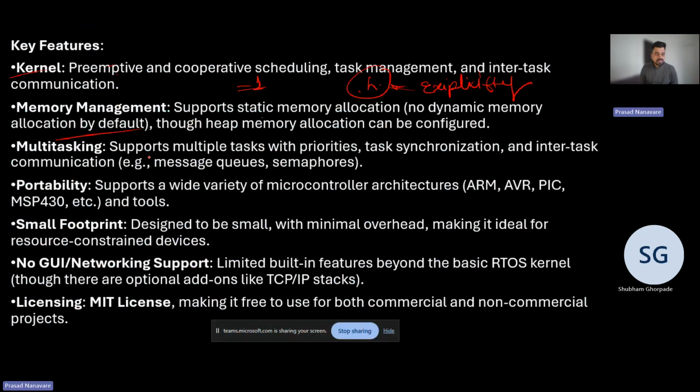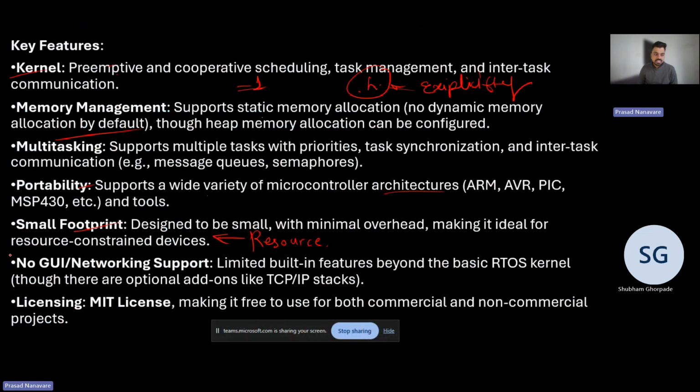It supports multiple tasks with priorities, task synchronization and inter-task communication. Portability: it supports a wide variety of microcontroller architectures and tools. It has a small footprint, designed with minimal overhead, making it ideal for resource constrained devices. Resource constrained applications only can run well in FreeRTOS.